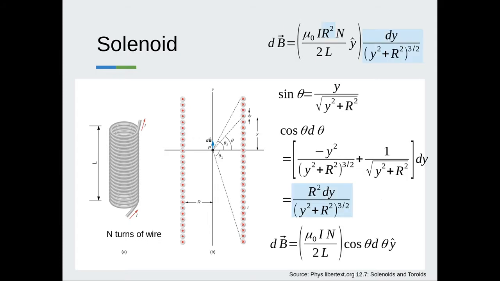Here we have to step out a little bit, and then we have to analyze another thing. We have to analyze the geometry. So we look at the geometry of the solenoid. This is the cross-section of the solenoid.